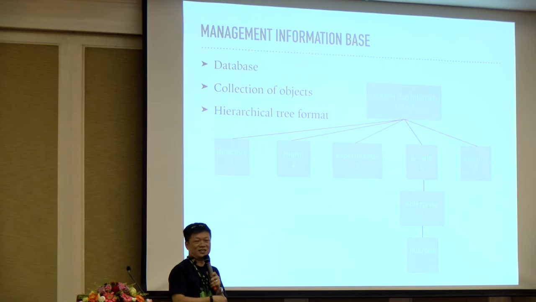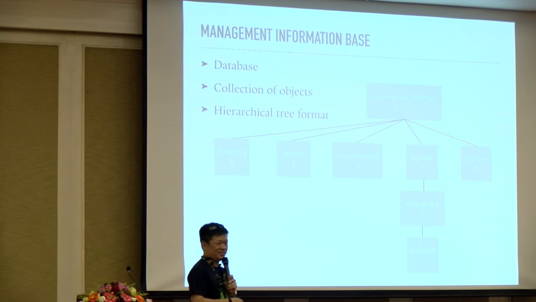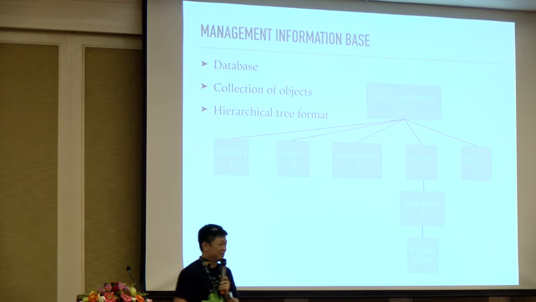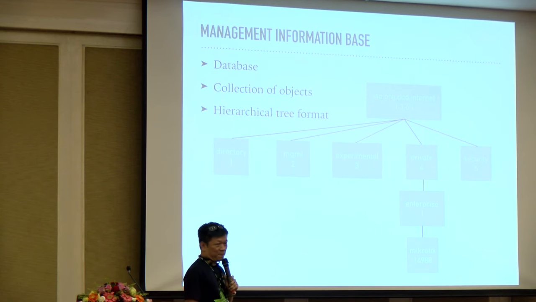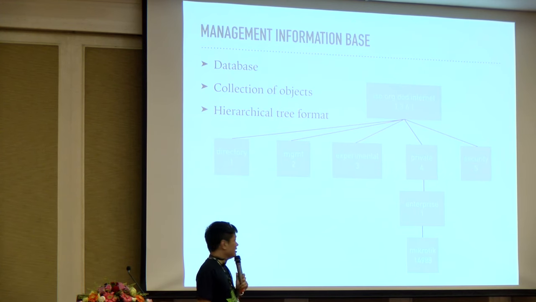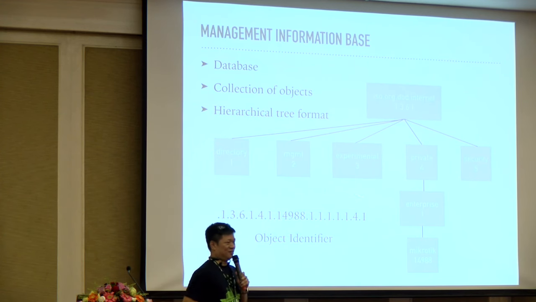Anyone know what's the number for MikroTik? No? What's the number for MikroTik? 14988. So MikroTik has 14988, obtaining its own OID under the enterprise. So what does this mean? When you go from up, down, down, down, down, you get this. This is the complete address of one thing inside the router that you want to monitor.